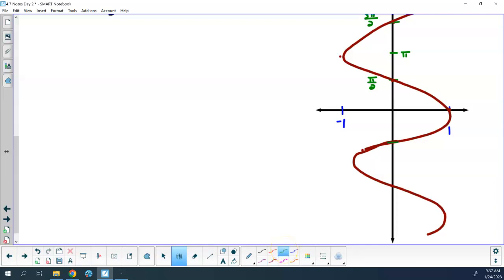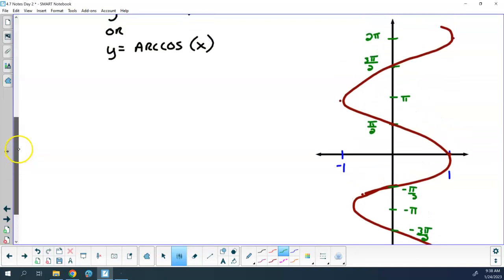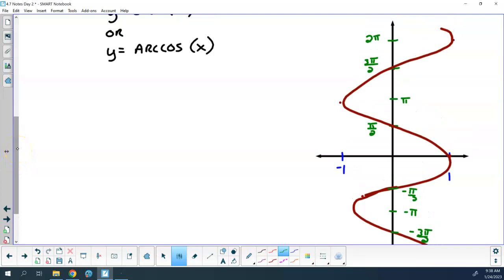So this would be negative pi over 2. This would be negative pi. This would be negative 3 pi over 2. This would be negative 2 pi. Right? What's wrong with cosine? Not a function, right? Okay? So we gotta restrict it.